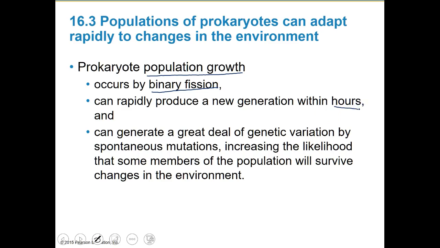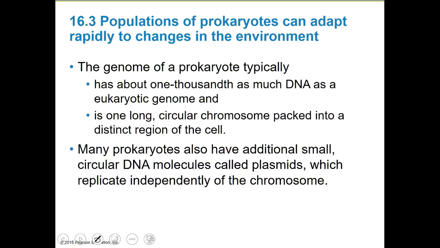And it can generate a great deal of genetic variation. So even though it looks like it's just making exact copies, with more copies and more things going on, there can be room for small mutations. These spontaneous mutations, every time it has to replicate, there's the chance that we can alter the genetics, which gives us genetic variation and increases the likelihood that some members of the population can survive changes in the environment. Which again is how we end up with something like MRSA.